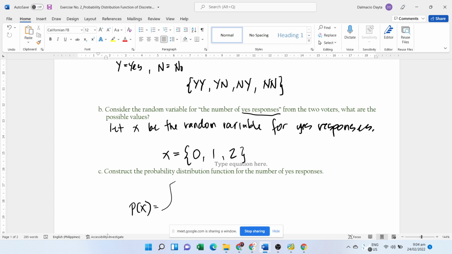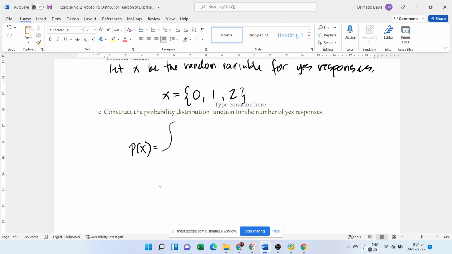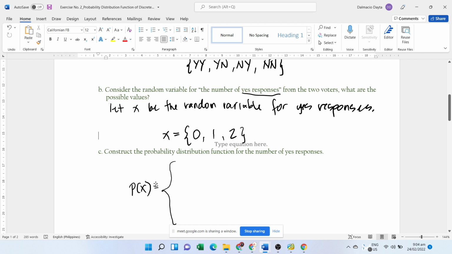Kaya sabi ko kanina, you should have learned how to write the piecewise function kasi marami yung probabilities na yan. What is P of x? If x equals 0, iisa-isahin ninyo yung probability ng bawat value ni random variable. If x equals 0, if x equals 1, and if x equals 2. If x equals 0, that is no.